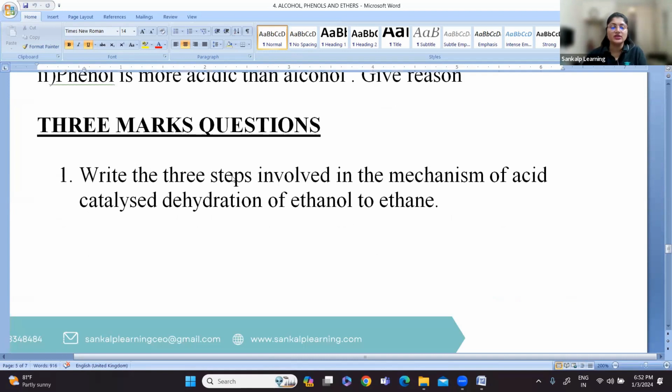3 marks question. The first question: write the 3 steps involved in the mechanism of acid catalyzed dehydration of ethanol to ethene. This question is a must, like your SN1 and SN2 mechanism. In the previous chapter, we studied the SN1, SN2 mechanism. So this also is a 5-star question. Very important.